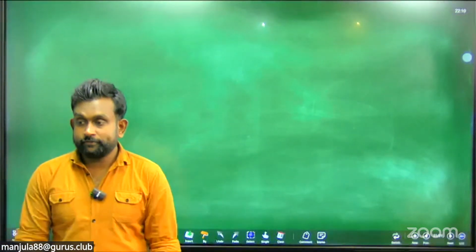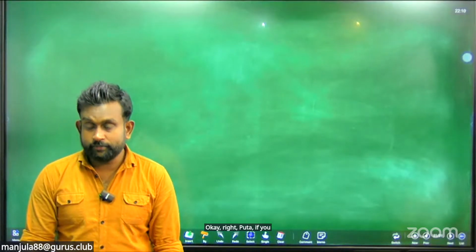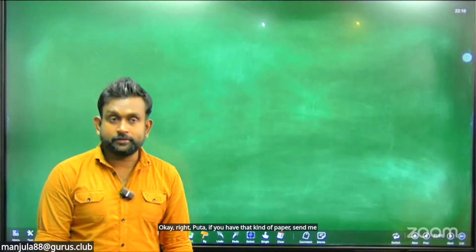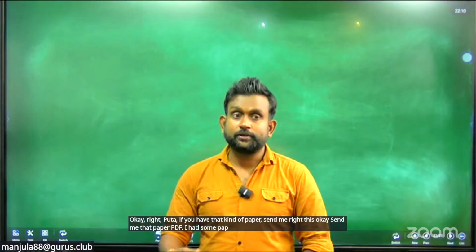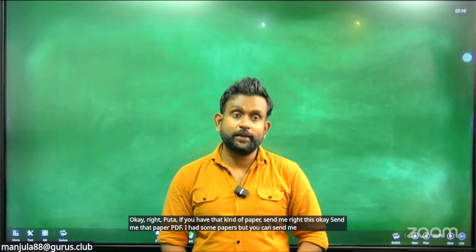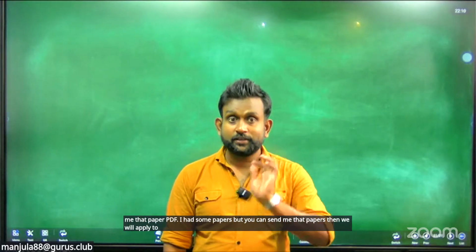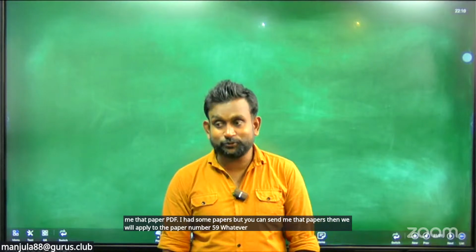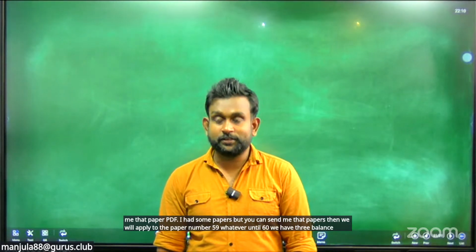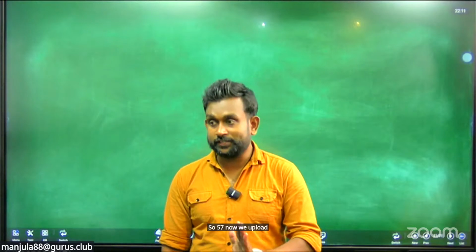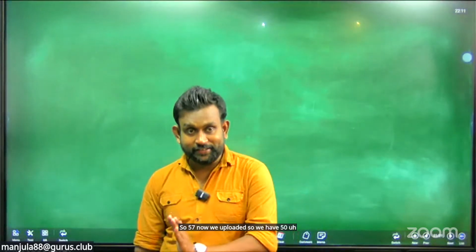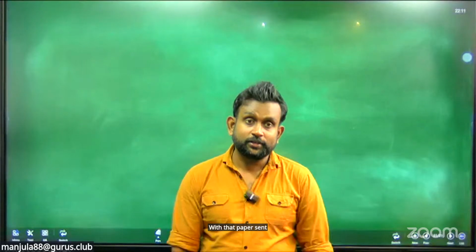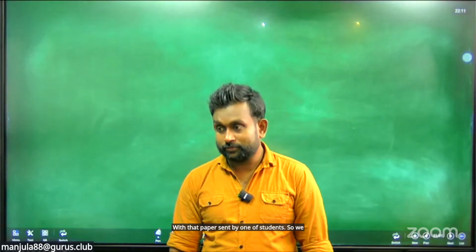Okay, right, Putta, if you have that kind of paper, send me that paper PDF. I had some papers, but you can send me those papers. Then we will apply to paper number 59, until 60 we have three balance. So 57 we have now uploaded. So we have 58, 59, 63 papers. 58 is also now filled with the paper sent by one of the students. So we have two more papers.